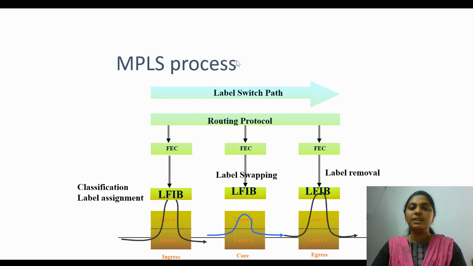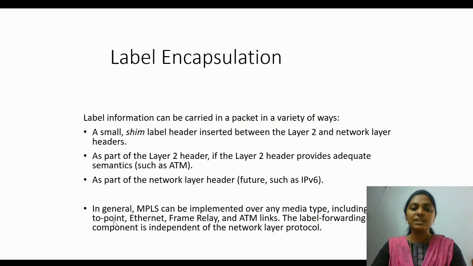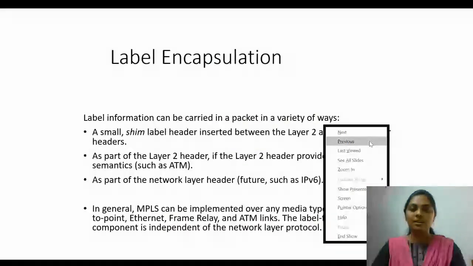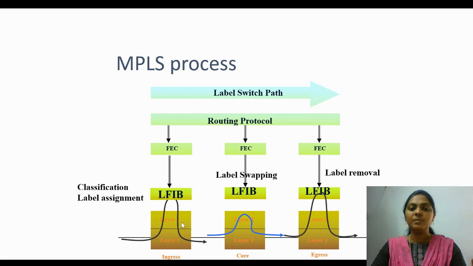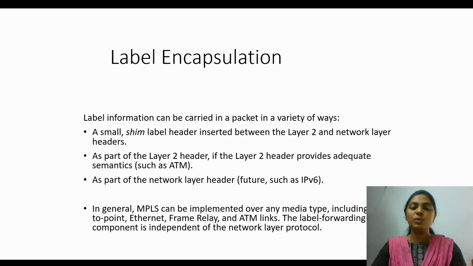Yes, there is a label switched path, and the routing protocols follow FECs, and all the details will be stored in the LFIB. First is the incoming data. Data comes to the ingress node. The ingress node adds a new label and forwards it to the core node. In that, a new label will be added, which is called label swapping. Finally, when it goes to the egress node, the label will be removed and the packet sent to the destination.